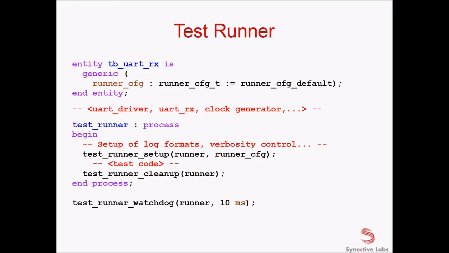Now, in case that piece of code hangs, it's important to force the simulation to stop. And we do that with a test runner watchdog at the end of the file, which will force the simulation to stop after 10 milliseconds. The reason is that if you have many test benches that you have set up to run during the night and the first simulation hangs, then you've wasted an entire night of testing.